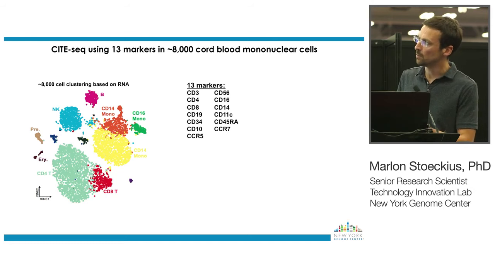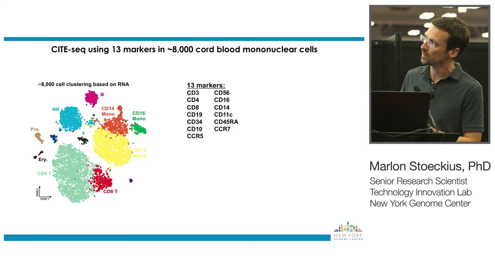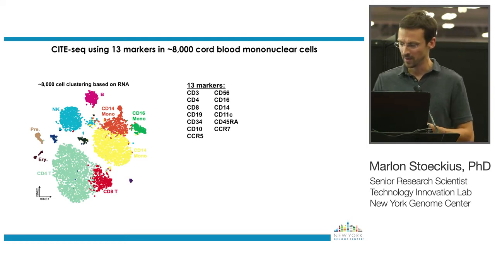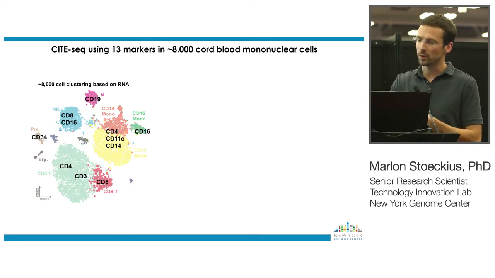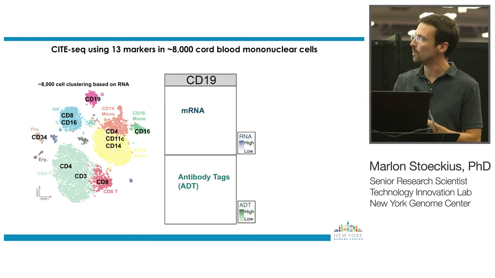And then we see basically the big T cell cluster, big myeloid cluster, NK cells, B cells. And since it was cord blood mononuclear cells, we also see a small population of precursor cells. And now I'm going to show you a few of the markers that we looked at. And of course, we would expect CD3, for example, in T cells, CD19 in the B cells. And the way I'm going to show the data is by showing you the same t-SNE plot, but only highlight the mRNA levels or the antibody tags, the ADT levels for these markers.